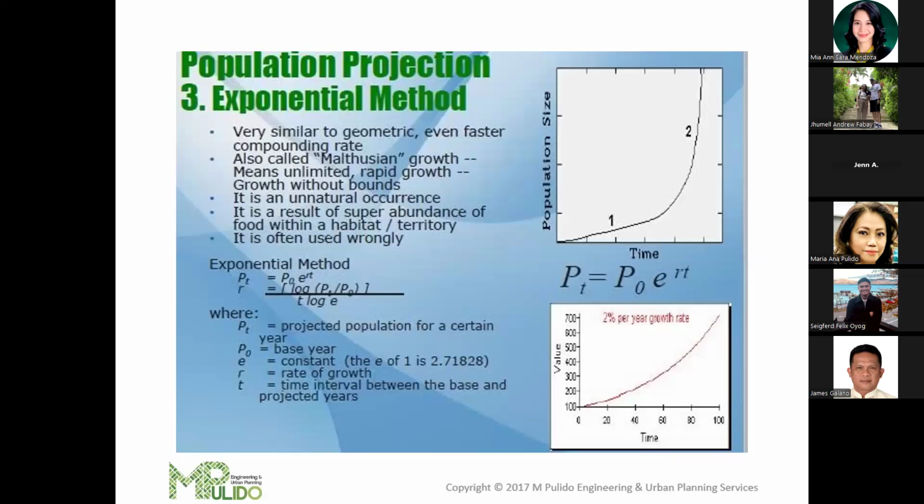Because it's a warning, its use should be confined to number one, short-term projections, number two, populations with exceptional sustained surplus in resources, and also academic modeling rather than field-based planning.